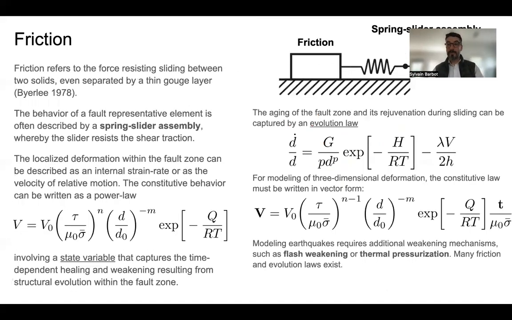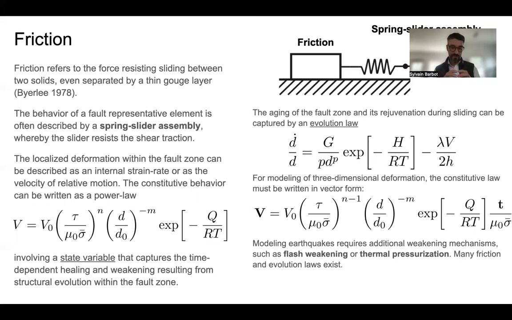To incorporate seismic cycles within an elastic body, we need to consider the evolution of friction on a fault. Fault friction refers simply to the forces that resist the sliding between two solids, even if they can be separated by a gouge. To capture the constitutive behavior of fault friction, we can consider a spring slider assembly, where the loading on the fault is represented by this spring, and the frictional resistance is captured by this slider.